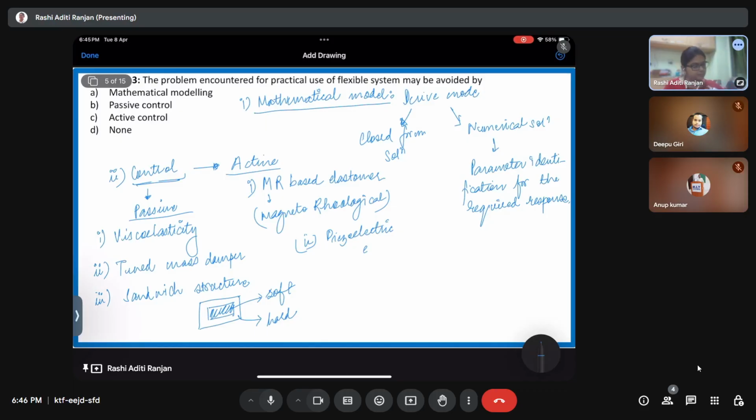piezoelectric patches. Discussion about piezoelectric patches has already been done during the lectures, that piezoelectric patches are essentially used to harvest energy from wind, right? There was a discussion that if we take a cantilever beam and fix it in an open environment where the wind is blowing, what is going to happen?